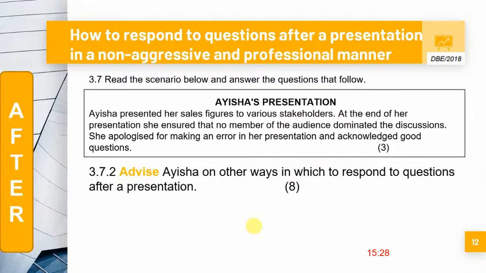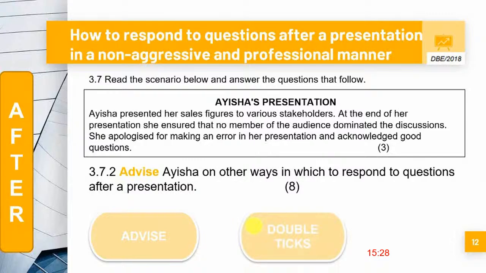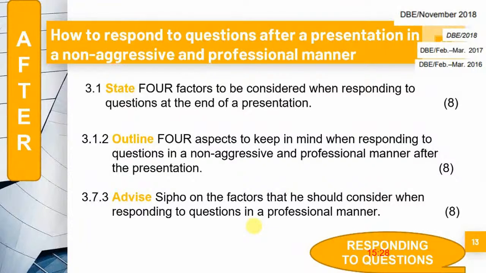The second one said, advise Aisha on other ways. Other ways mean not the three that were given. Other ways in which to respond to questions after a presentation. The word advise obviously means it's a double tick system. How to respond to questions after a presentation.